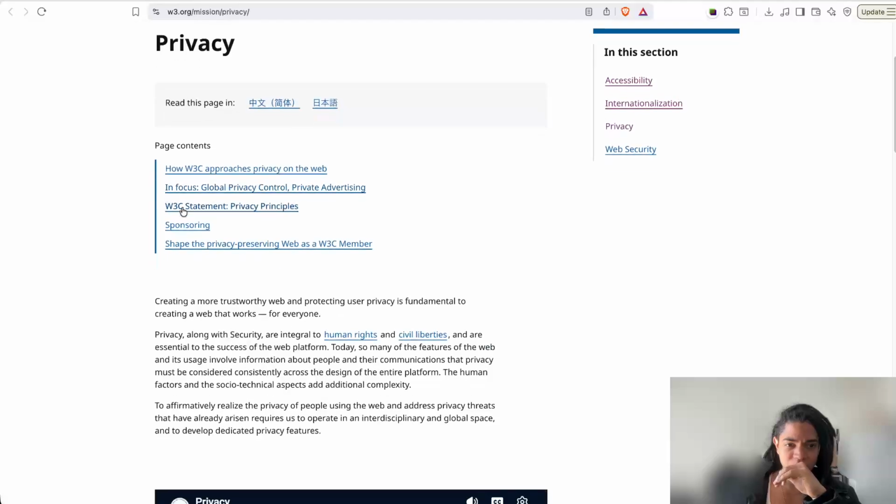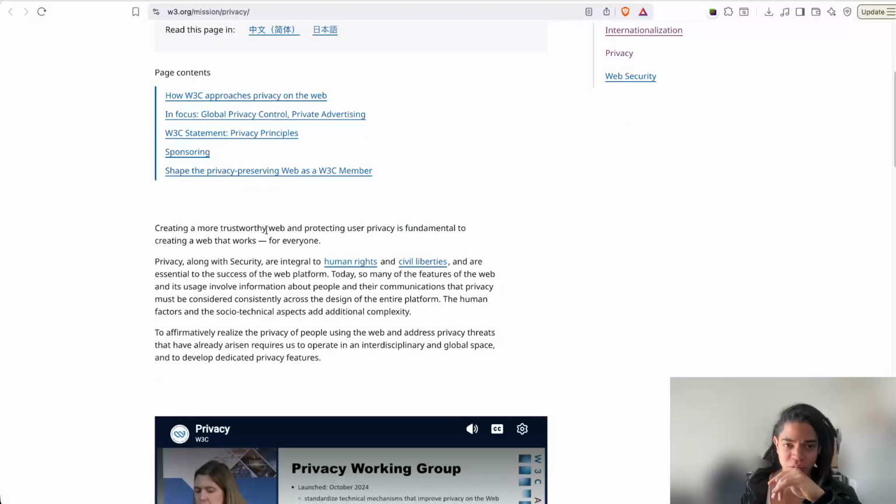Okay, so let me read about this. Creating a more trustworthy web and protecting users' privacy is fundamental to creating a web that works for everyone. Privacy, along with security, are integral to human rights and civil liberty, and are essential to the subsets of the web platform. Today, so many of the features of the web and its usage involve information about people and their community and their communications, that privacy must be considered consistently across the design of the entire platform. The human factor and the socio-technical aspect add additional complexity.